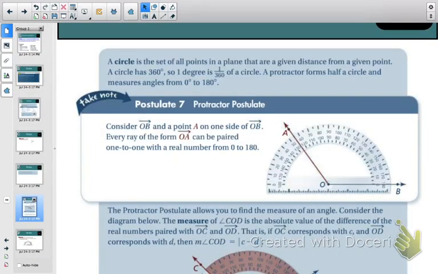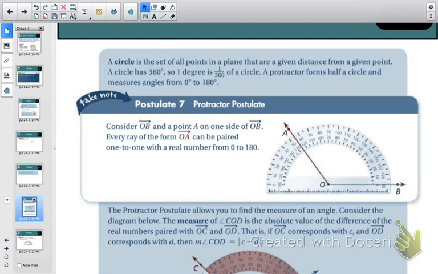So a circle, you know what a circle is, it's a set of all points in a plane that are a given distance from a point. So you have the center of the circle, and all the points on the circle are the same distance from the center. Okay, a circle has 360 degrees, so 1 degree is 1/360th of a circle. So if you want to get 1 degree, you just divide the circle into 360 pieces. A protractor forms a half circle, and that goes from 0 to 180 degrees, because it's a half circle.